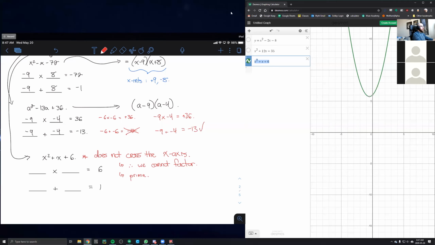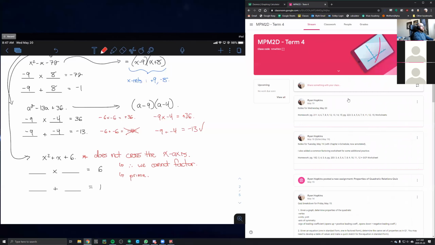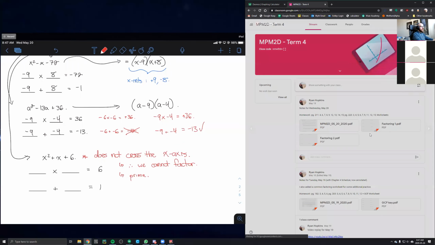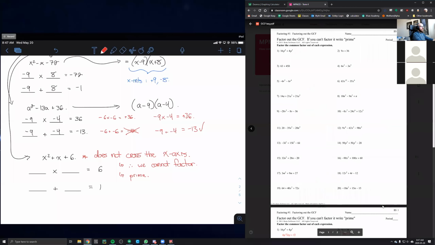So on your worksheet, I'll pull it up right here. On your worksheet, I think it says, or at least I thought it said, maybe not. I might have been looking at another worksheet. Yeah, so if you can't factor it, write prime, right? So that's the idea behind that. In this case we were talking about common factoring, but if you can't factor something, then it's just prime, right? There's no way of reducing it to a factored form, okay?